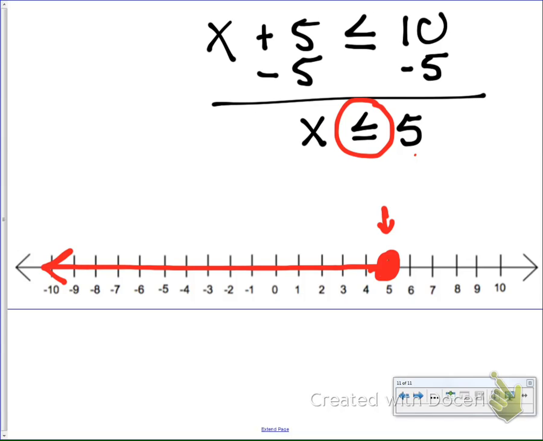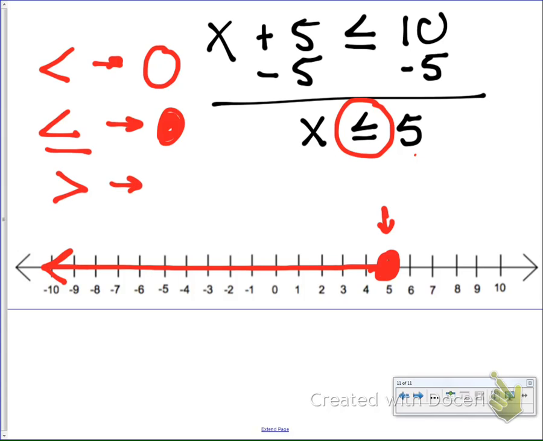Okay, so that's how we're going to put our answers on a number line. Again, the key points: if you have less than, or less than not equal to, it's going to give you an open circle. If you have less than or equal to, that's going to give you a closed circle. And it's the same thing for greater than. If I had greater than, open circle. If I have greater than or equal to, it is a closed circle. Okay?